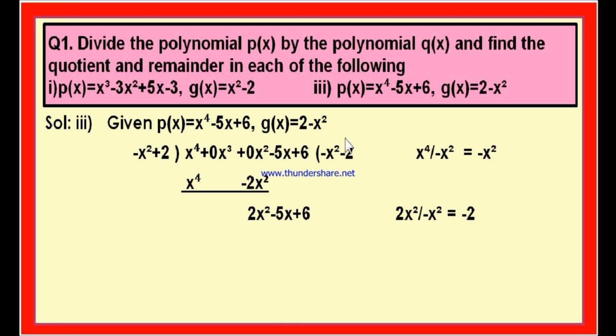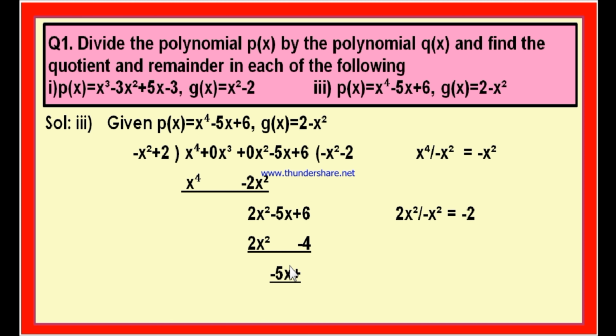Therefore, the second term of the quotient is minus 2. And let us multiply all the two terms of the divisor with minus 2. Minus 2 into minus x square is plus 2x square. You write plus 2x square under this. Next, plus 2 into minus 2 is minus 4. Again, subtract. This plus and this will be minus, will be cancelled.